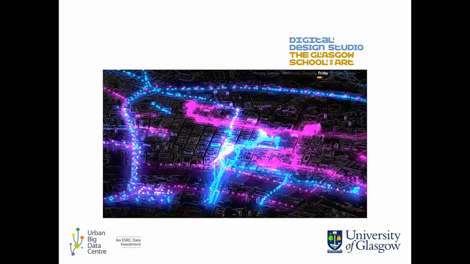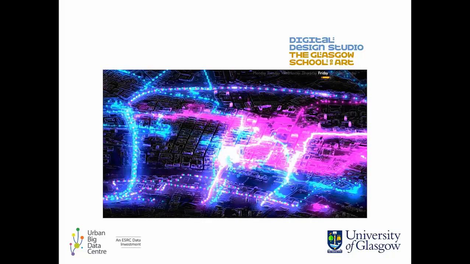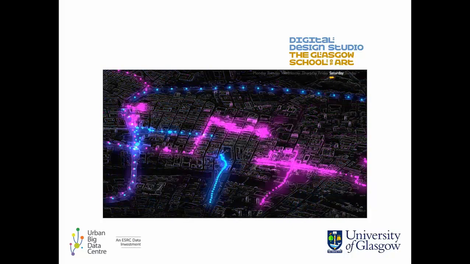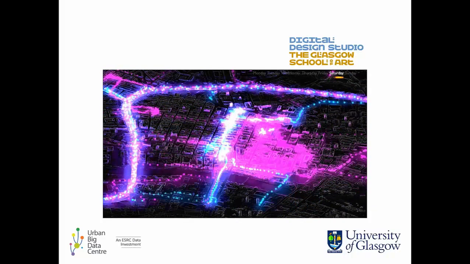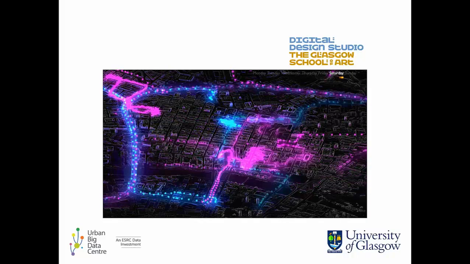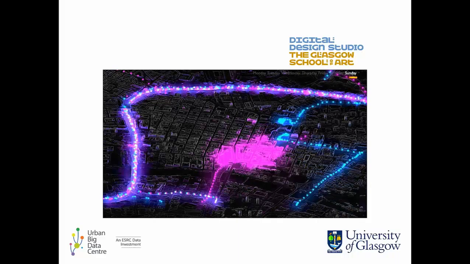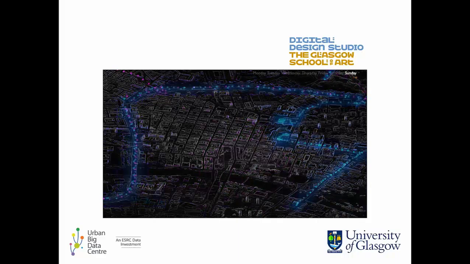There are various methods to anonymize trajectories to protect individuals' privacy. And in the data set you can see here, we can distinguish different patterns of women and men during the week. And you can see that on Sunday, women spend quite a lot of time shopping in the city center.